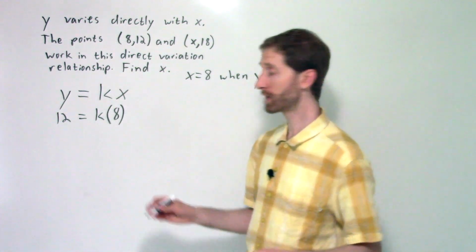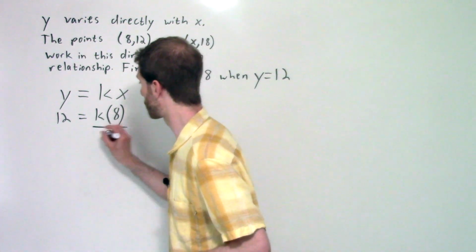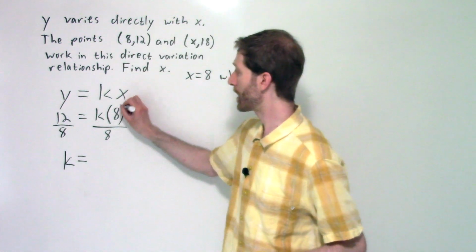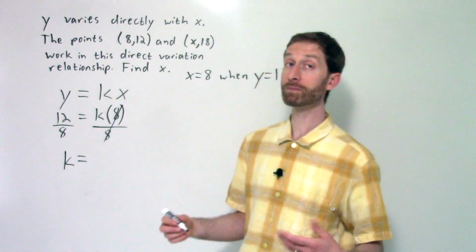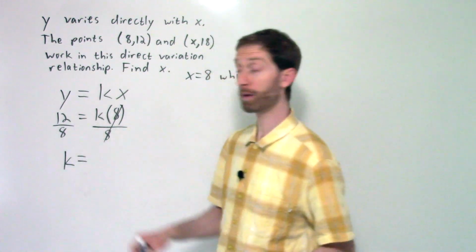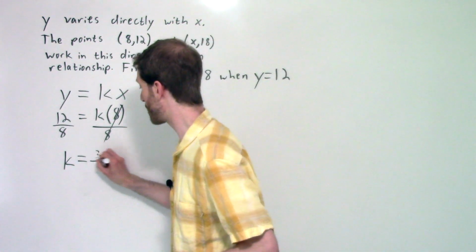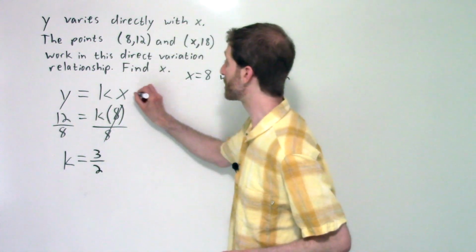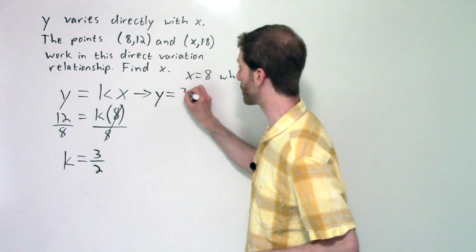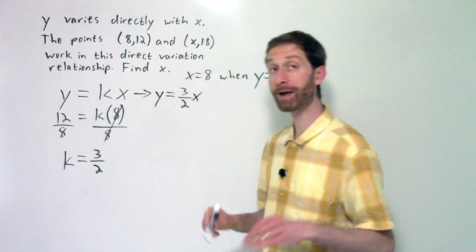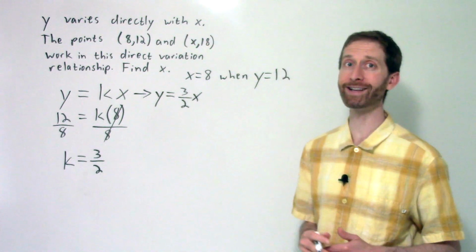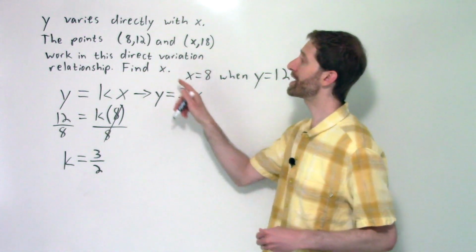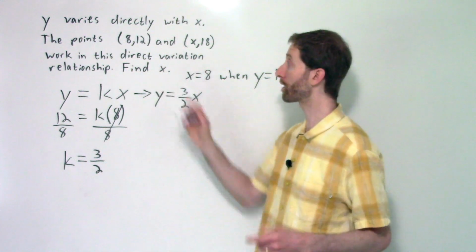So now I divide both sides by 8. And I'm left with k. So the 8's divide out. 12 divided by 8 simplifies when we divide the numerator and denominator by 4. We get 3 halves. So k is equal to 3 halves. So now what I have is this equation of y equals 3 halves x. So whether or not I'm asked for that equation, it doesn't really matter. It's that I found it, and that's a little more information than we started with. Then we're told that the point (x, 18) also works in that relationship, and we want to find x.